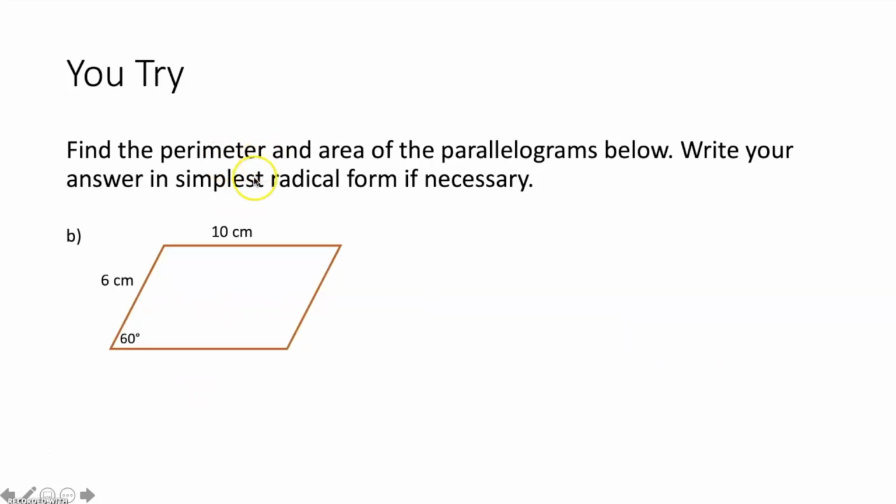You want to first find the perimeter of this parallelogram. To find the perimeter of a parallelogram, you just have to add up all the side lengths. So what are these two missing side lengths? Well, remember, in a parallelogram, both pairs of opposite sides are congruent. So if this side length is 6 centimeters, that means the side length opposite that is also 6 centimeters. If this side length is 10 centimeters, that means the side length opposite that is also 10 centimeters.